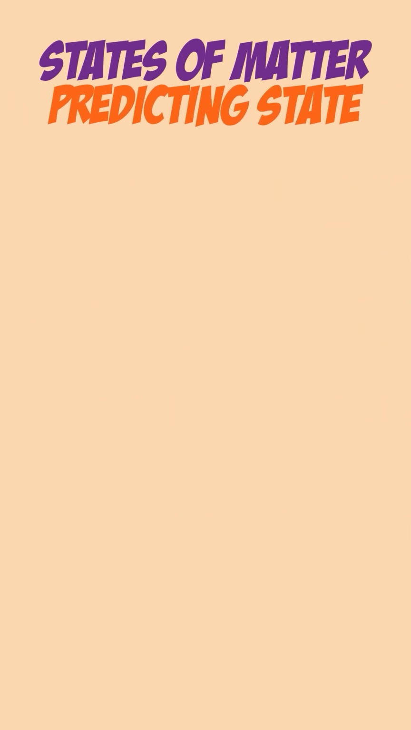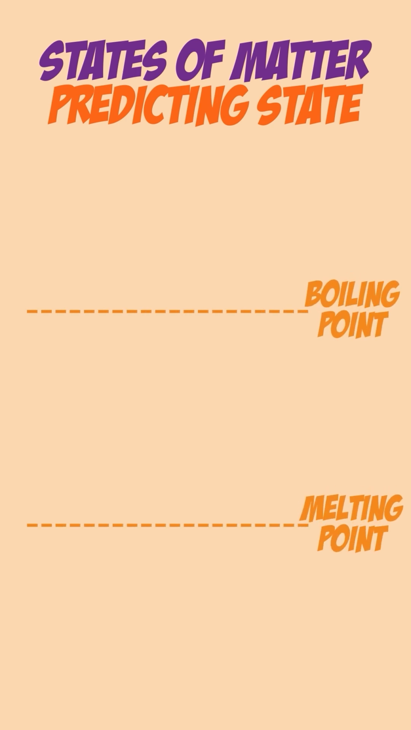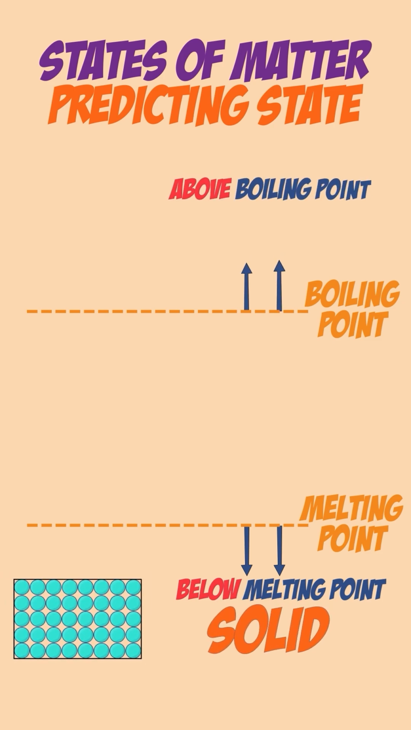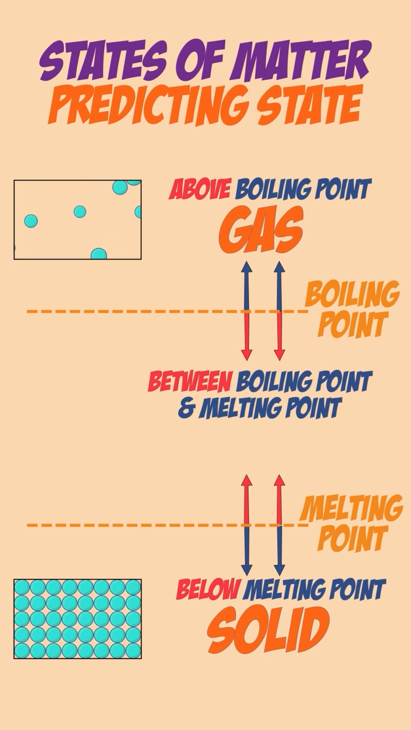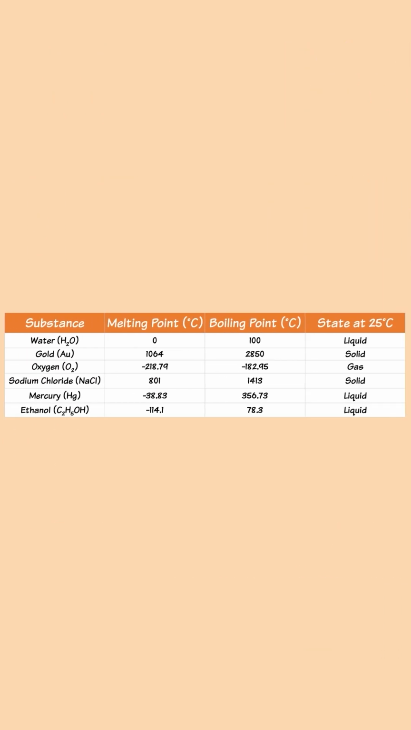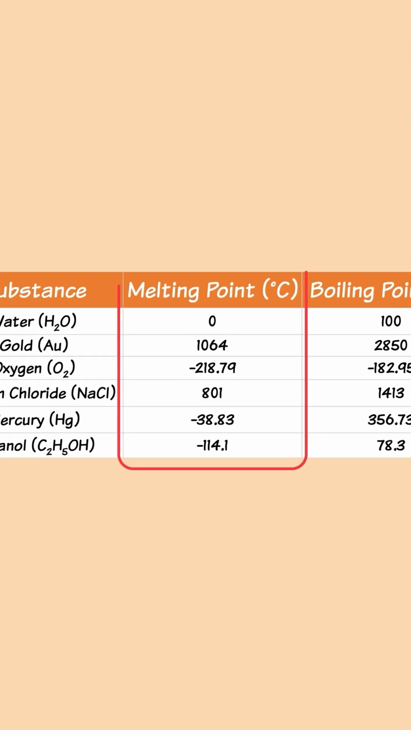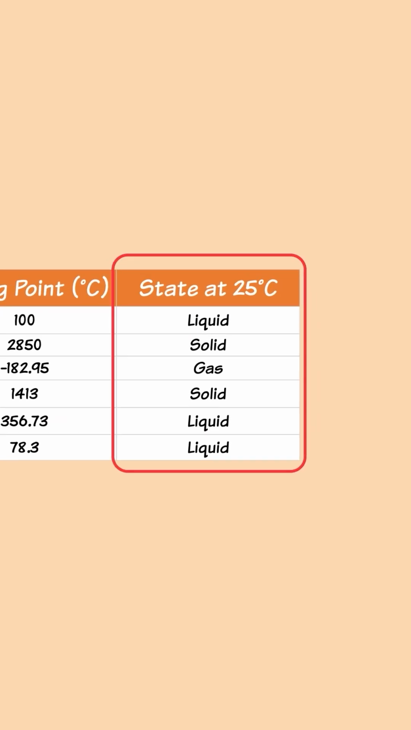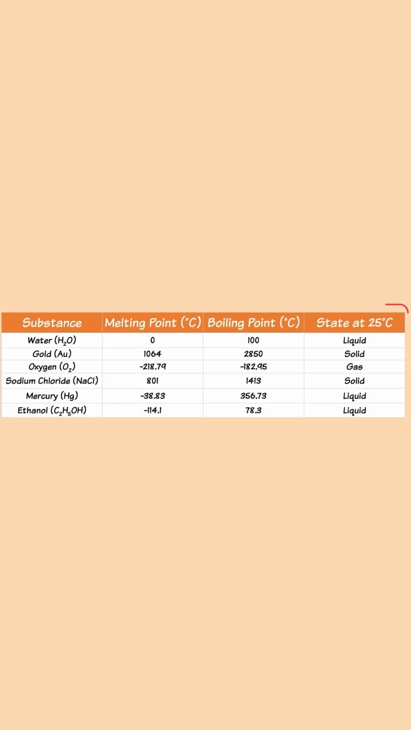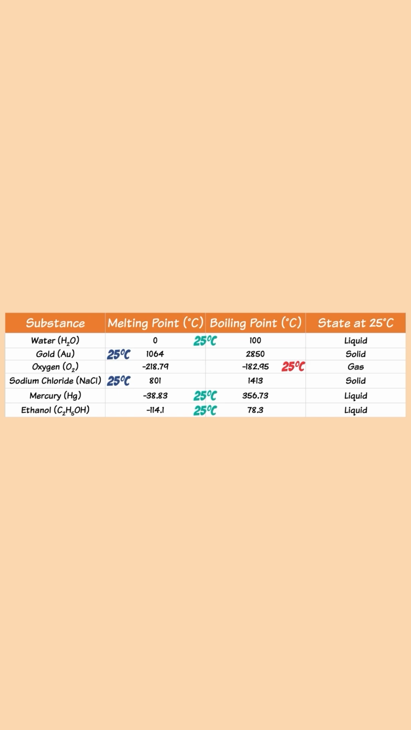You can predict the state of a substance at room temperature by using its melting and boiling points. Below the melting point, a substance is solid. Above the boiling point, it's a gas, and between these two points, it's a liquid. So here's some examples of substances and their melting and boiling points. You can predict what state they are at room temperature, which is 25 degrees, by seeing whether 25 degrees is bigger or smaller than these values.